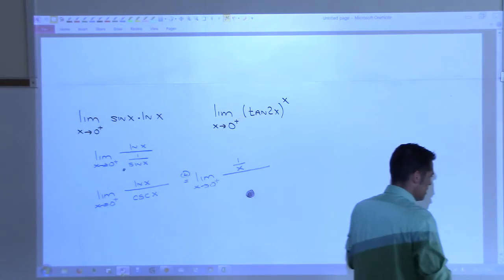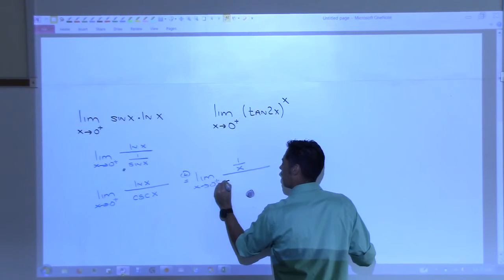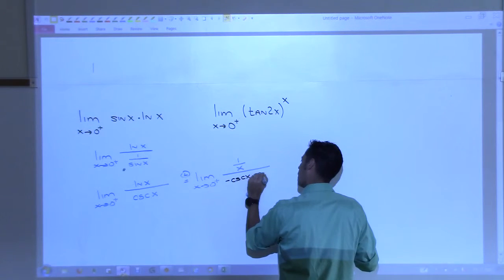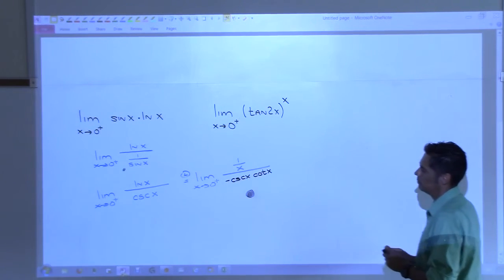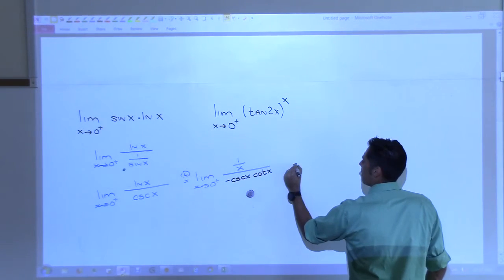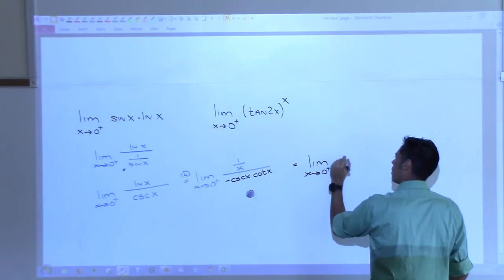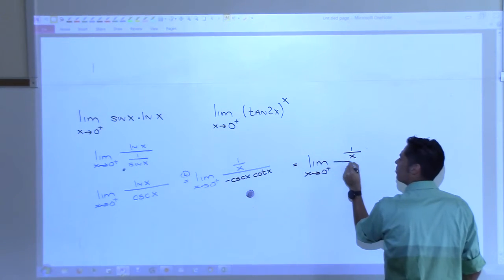What is a derivative of cosecant x? Negative cosecant x, cotangent x? That looks problematic, doesn't it? I pulled this problem right out of the book, so.